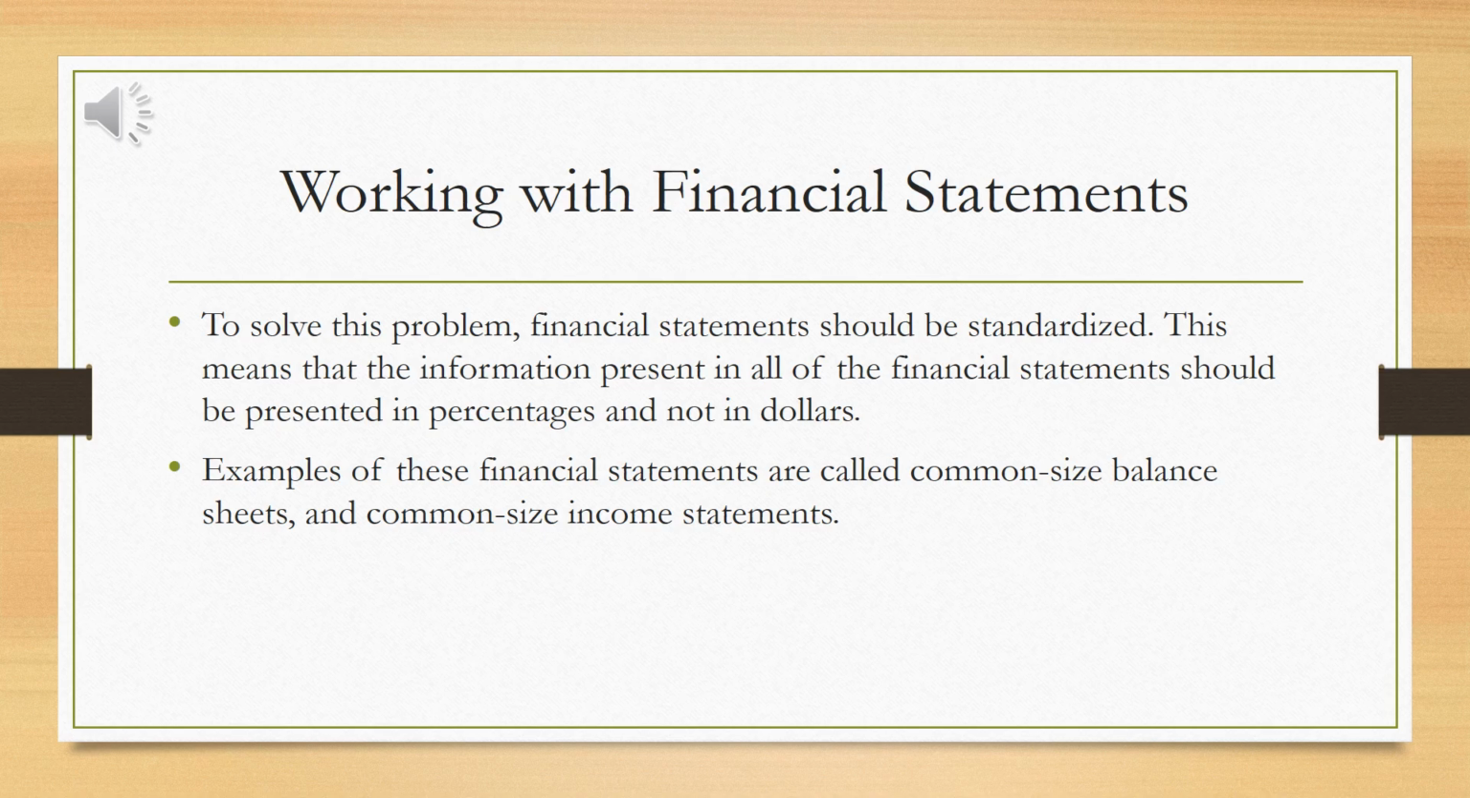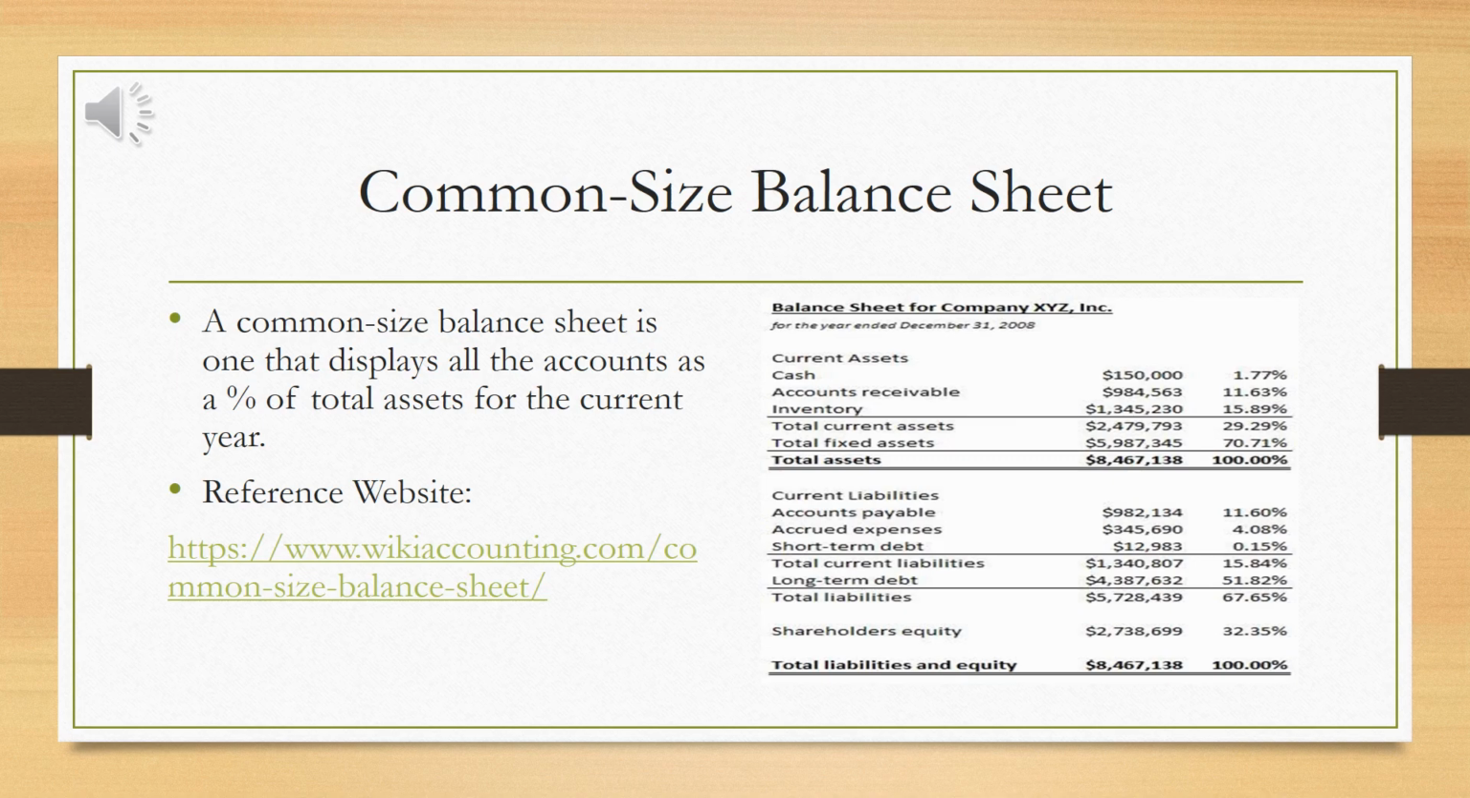This means that the information present in all of the financial statements should be presented in percentages and not in dollars. Examples of these financial statements are called common size balance sheets and common size income statements. The picture aside shows a common-sized balance sheet. A common-sized balance sheet is one that displays all the accounts as a percent of total assets for the current year. If we take cash as an example, cash is $150,000.